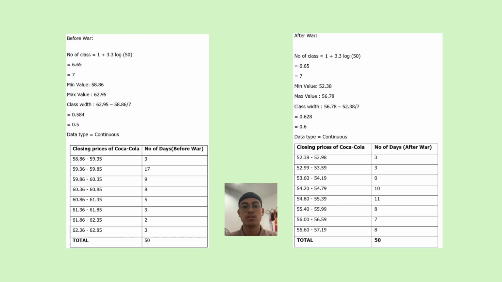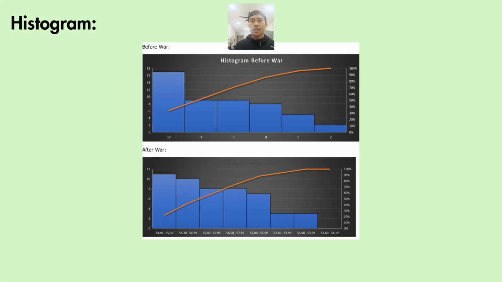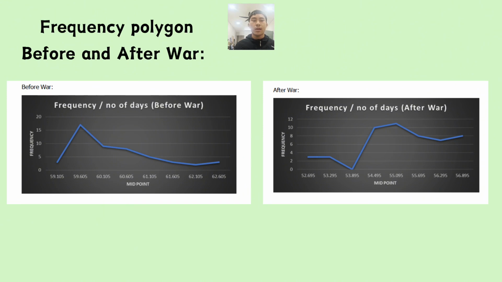pattern and concentration points. So these are the histograms and frequency polygons for Coca-Cola's stock prices before and after the war. The histogram before the war shows a more even distribution across higher prices range, while the post-war histogram skews towards lower price bracket. The frequency polygon similarly shows a drop in stock prices, with a distinct downward shift in the stock price behavior.